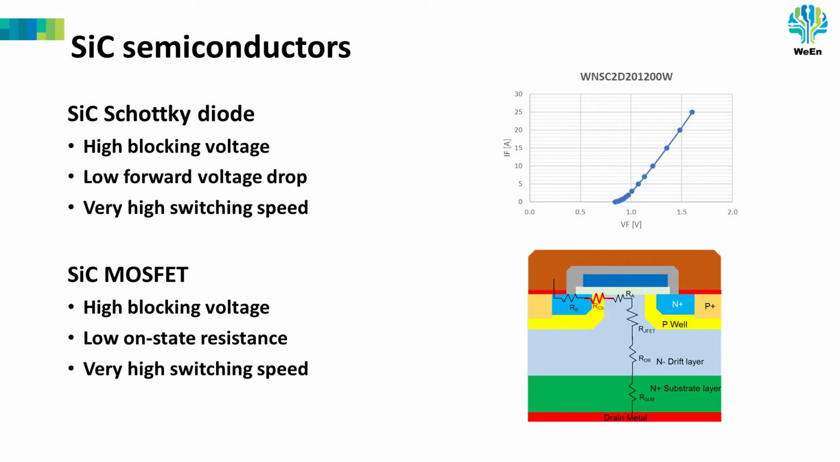For the silicon carbide MOSFET, also high blocking voltage and very high switching speed are very important. And of course, a low on-state resistance. In the picture on the right, we see, for instance, substrate resistance and channel resistance.